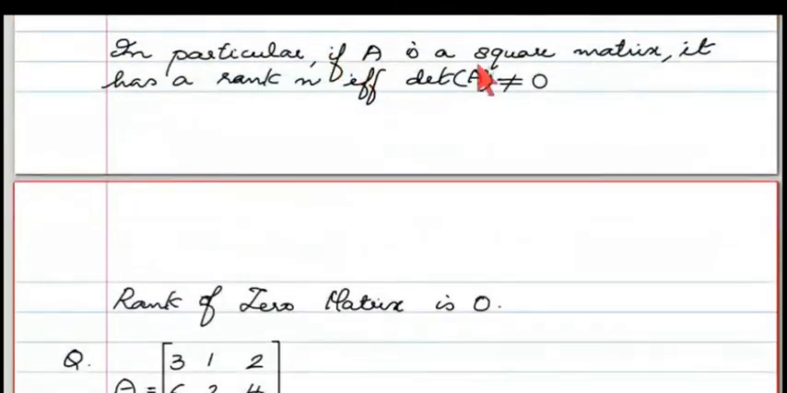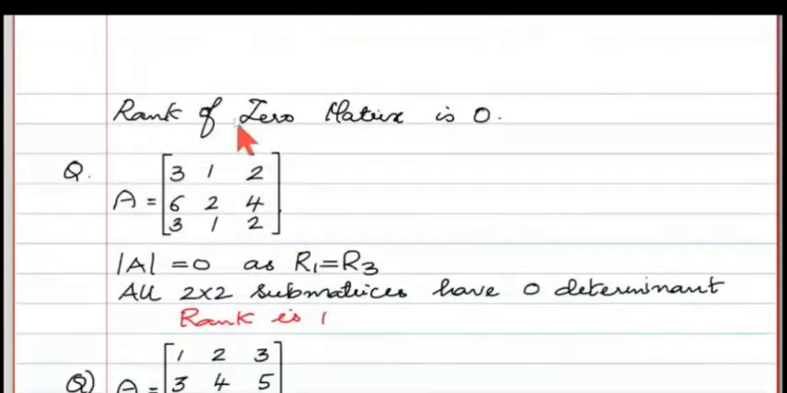In particular, if A is a square matrix, it has rank n if and only if determinant of A is not equal to 0. If determinant of A is not equal to 0, then the rank is n. Rank of a zero matrix is 0.